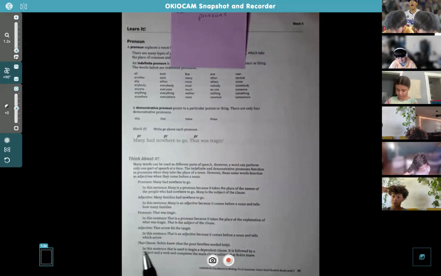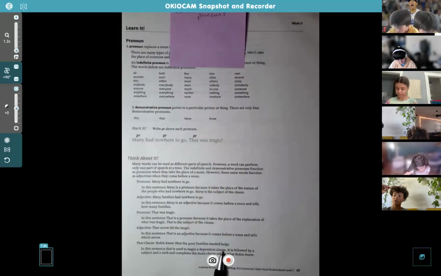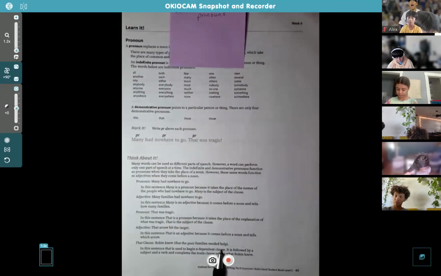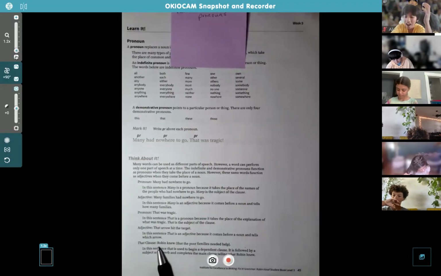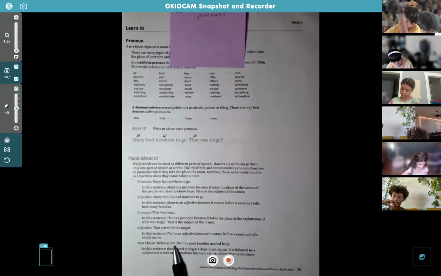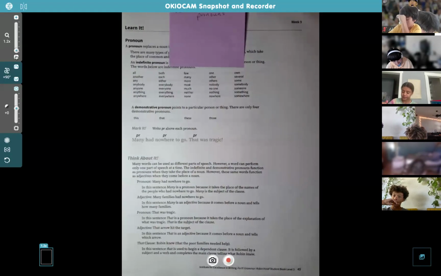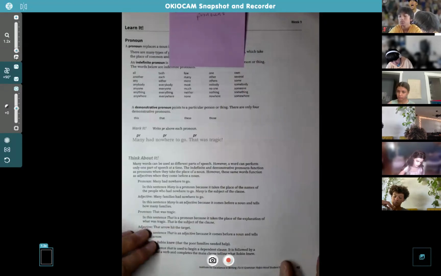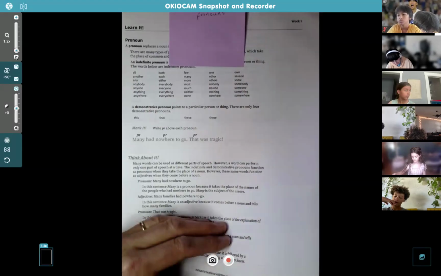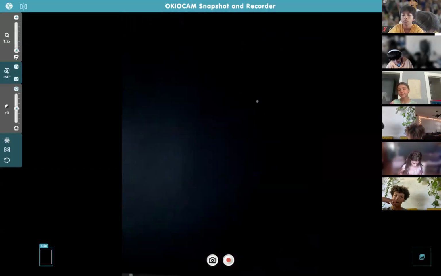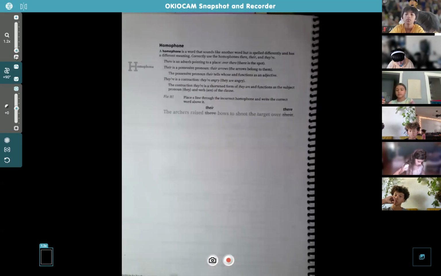That arrow. And then, of course, we've got the that clause too, just to make life a little more complicated for you all. It says Robin knew that the poor families needed help. So now it's a clause: that the poor families needed help. So it's the same word, that, in all of those examples, but it changes depending on how it's used in the sentence. That's what you've got to pay attention to. They're going to give you lots of opportunities to practice that in this book. Go to page 50 now.